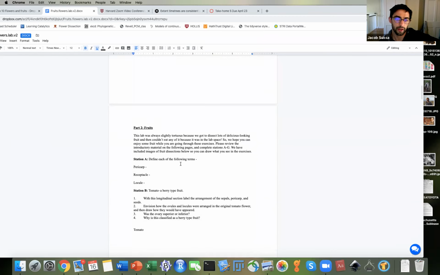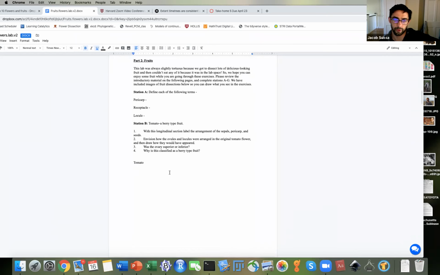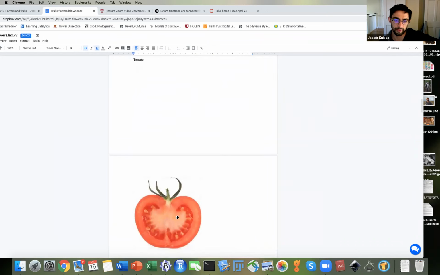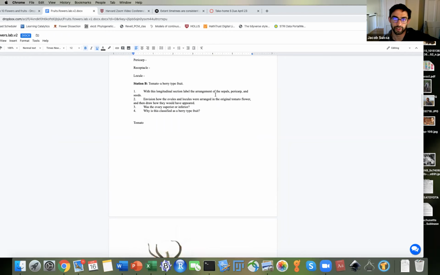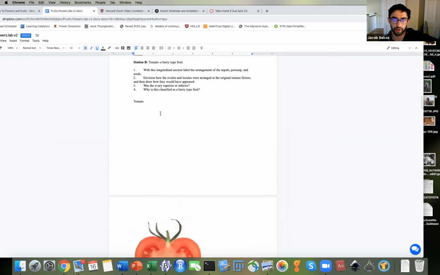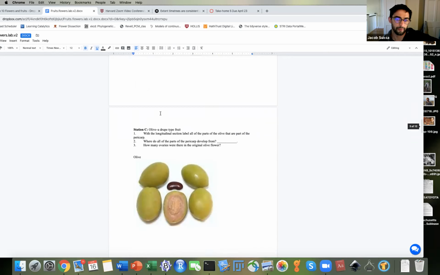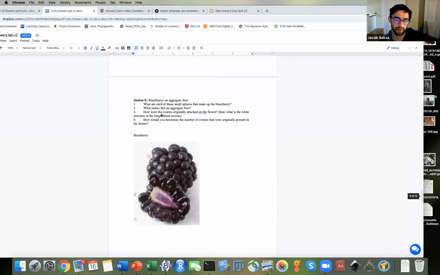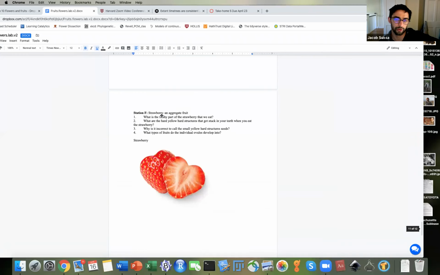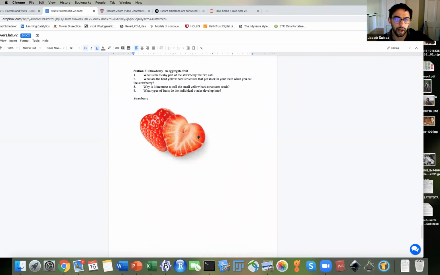And then for the fruits, we have a series of questions and a series of images. So you have tomato, and we ask you, where are the sepals, where's the pericarp, what type of fruit is this? And the same thing for olives and a whole bunch of other fruit. So essentially just go through and answer the questions. It's relatively simple. And then there should be an alternative or a PDF in there for you all to look at that has a bunch of really useful terms that'll help you both with fruit identification and also with the lab.